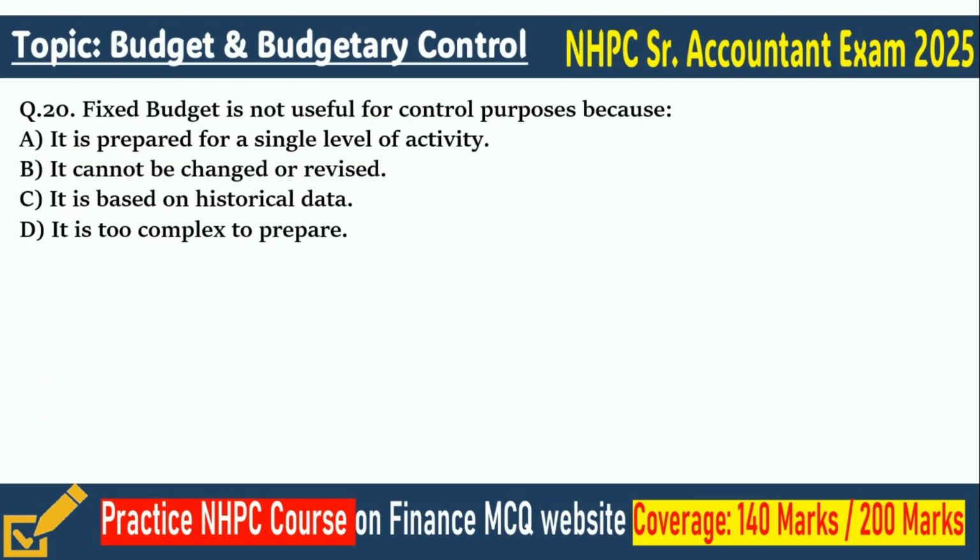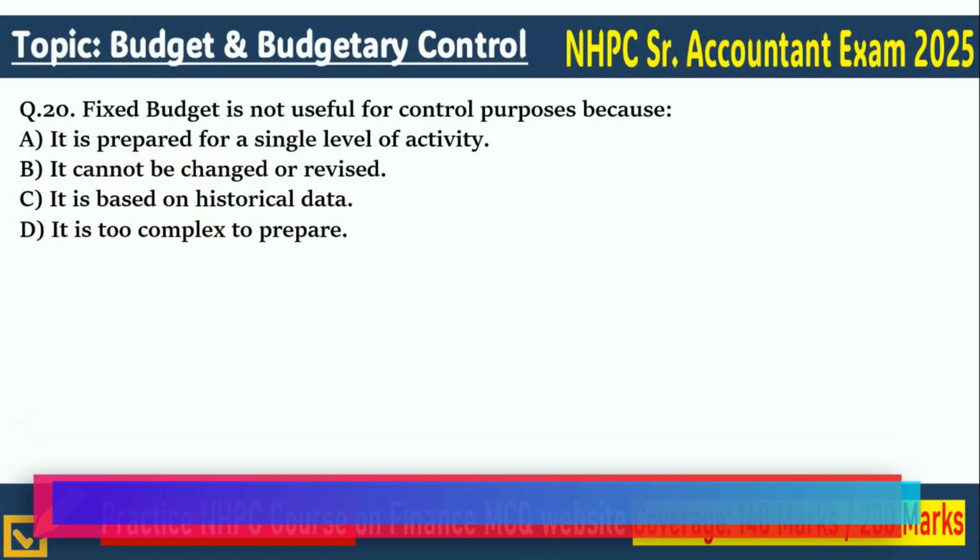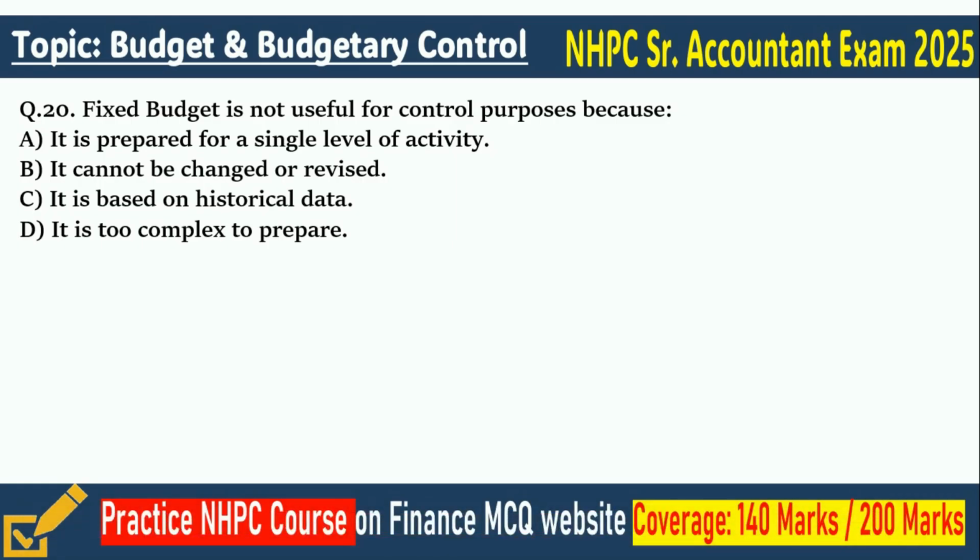Friends, next question. Fixed budget is not useful for control purposes because option A, it is prepared for a single level of activity. Option B, it cannot be changed or revised. Option C, it is based on historical data. Option D, it is too complex to prepare. So, what should be the correct answer here?